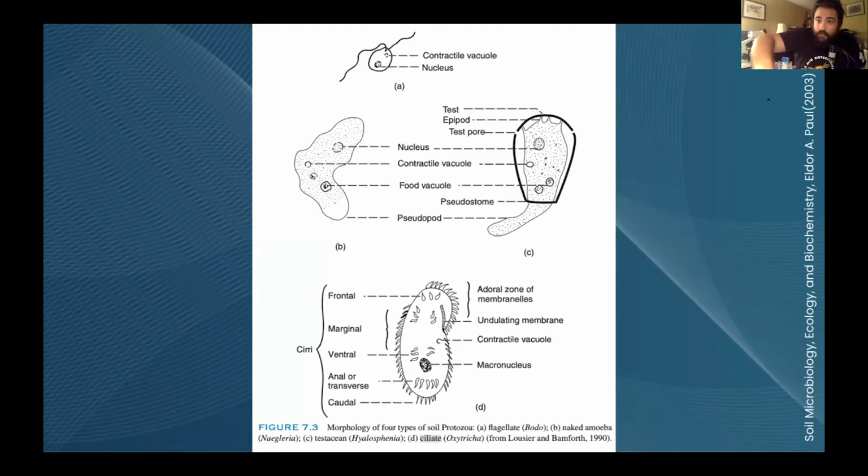A great resource if you really want to go down the rabbit hole: Microbiology, Ecology, and Biochemistry by Paul from 2003. I'll put that in the notes after the presentation.